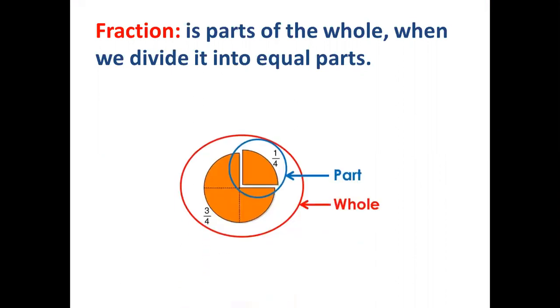So I want you to understand more. I want you to look at this shape. We have, as you can see here, a circle. And this circle is divided into four equal parts. Okay? And look at this part. This is a fraction. This is a part of a whole. So again, a fraction is part of the whole when we divide it into equal parts.